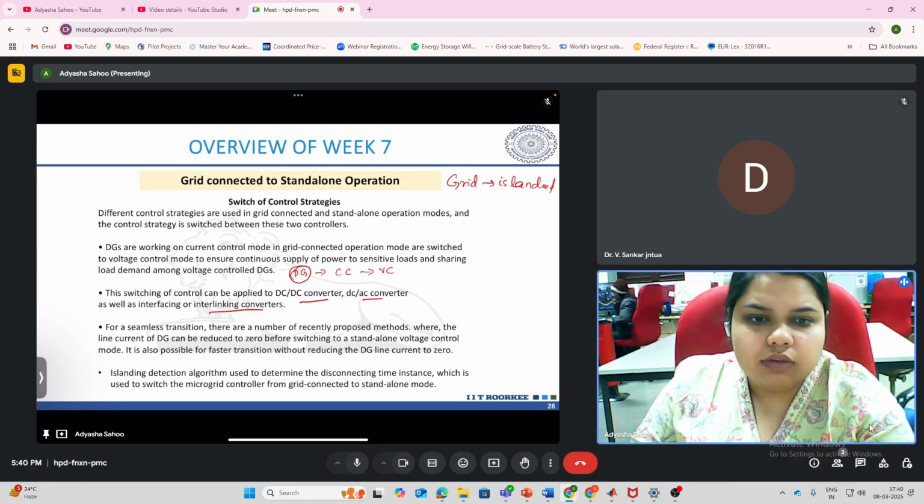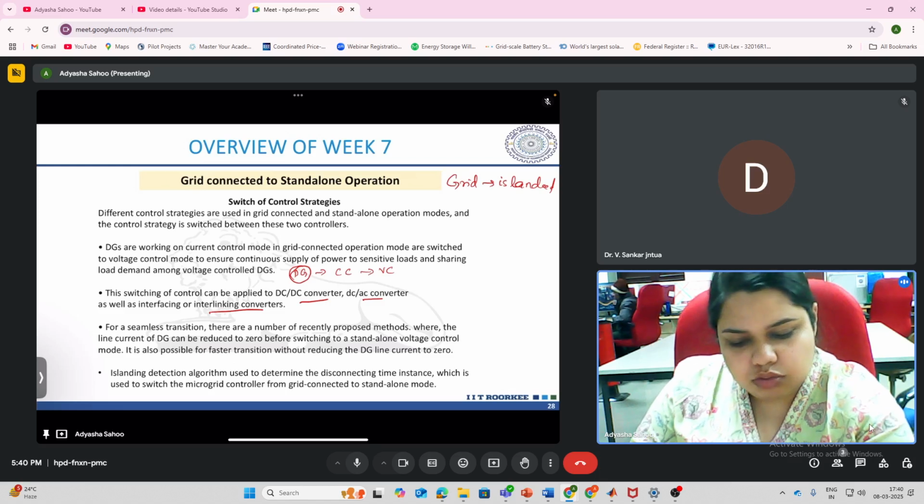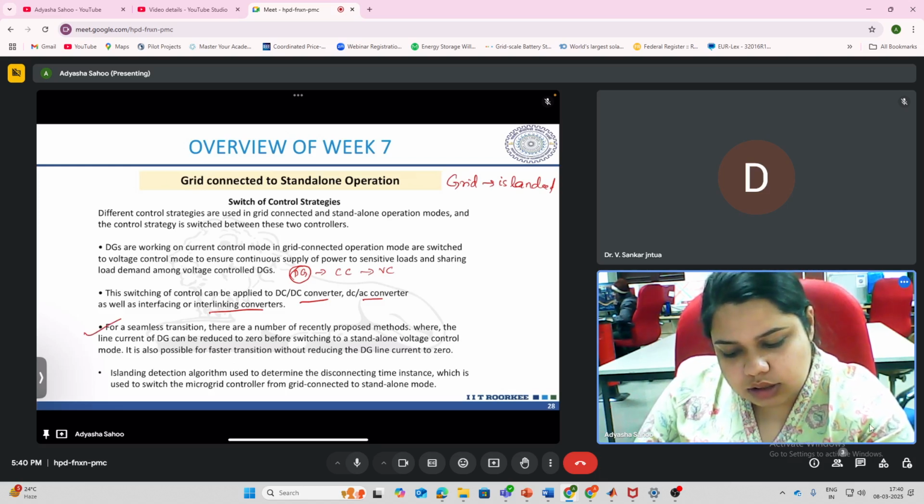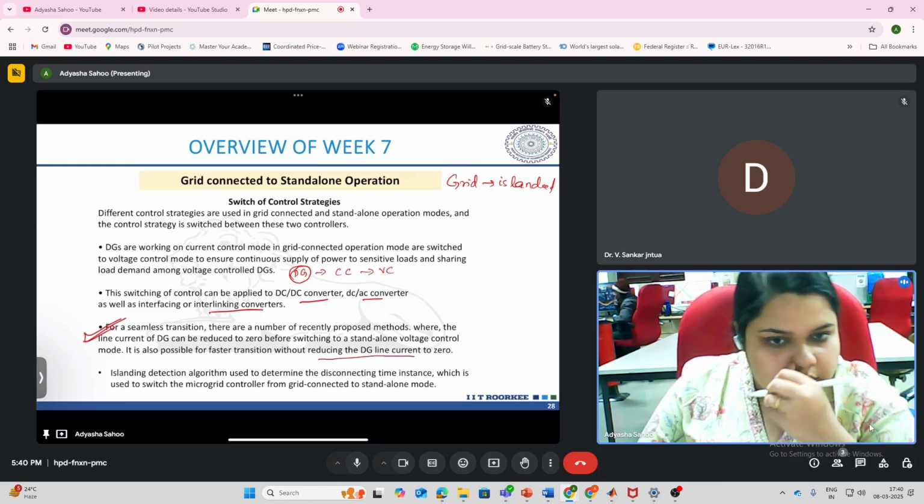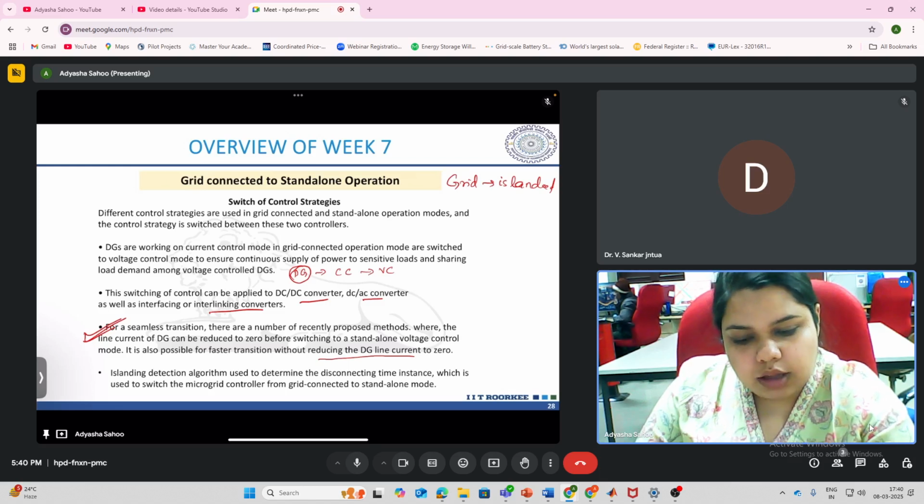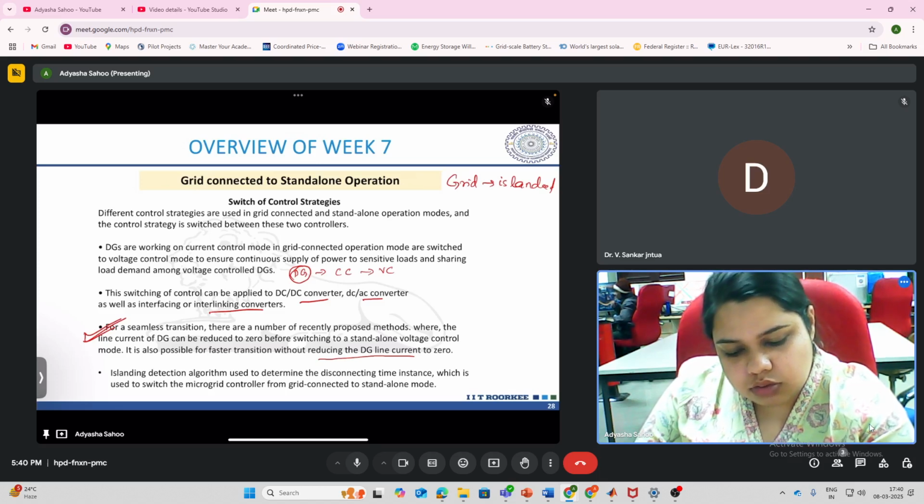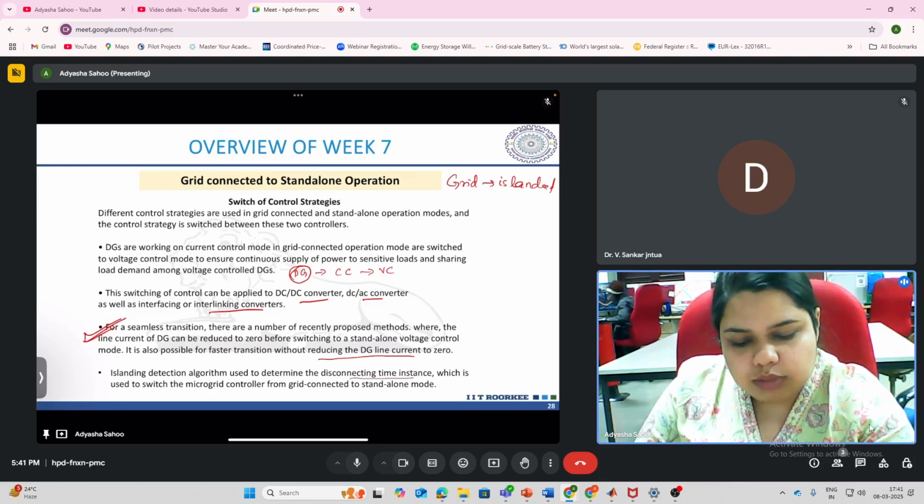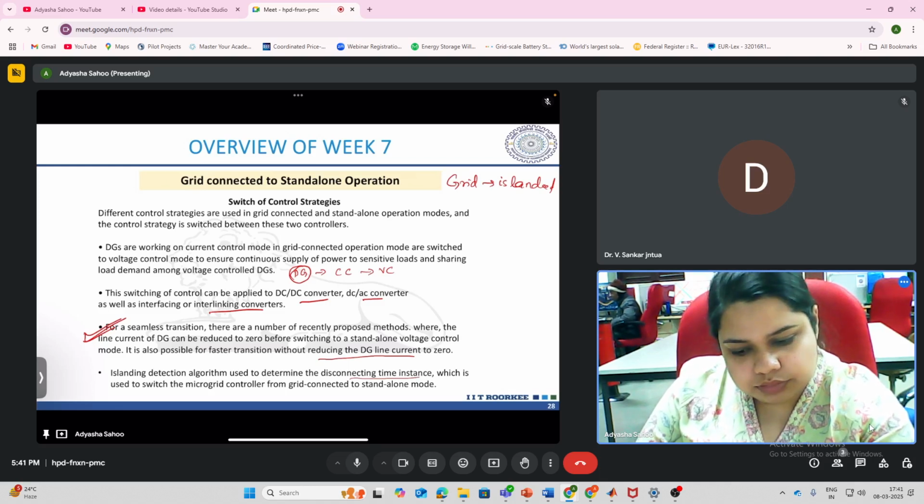Now, how do we convert this DG from the current control mode to voltage control mode? That is being studied extensively recently, for faster transition. For example, how without reducing the DG line current to zero, you can convert it from current control mode to voltage control mode. Then the islanding detection algorithm is used to determine the disconnecting time instance. Basically, the time at which you need to have the switching transition is decided by this algorithm.